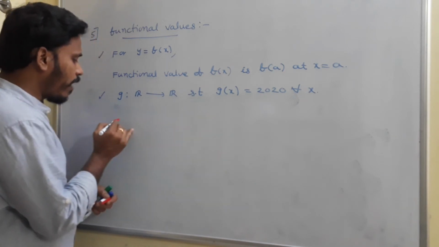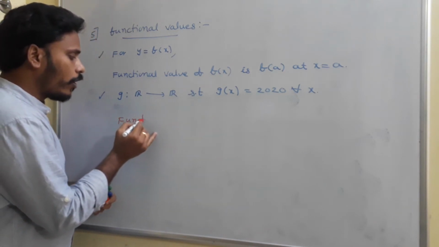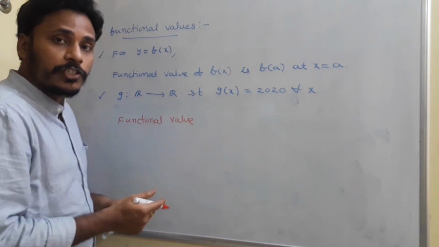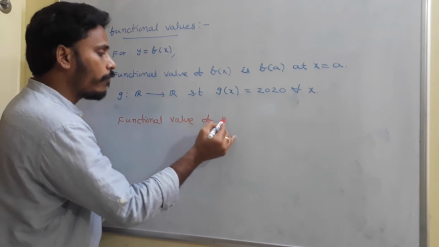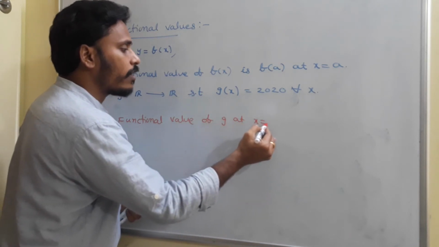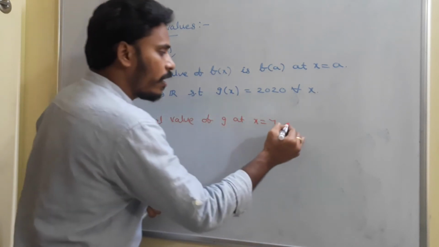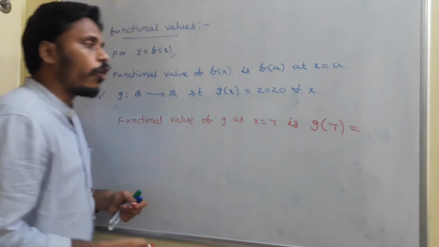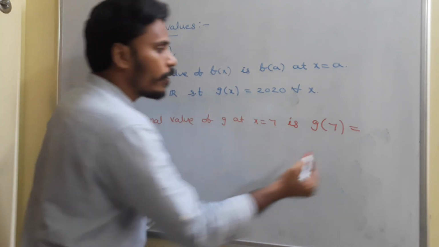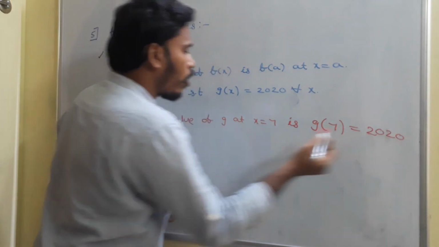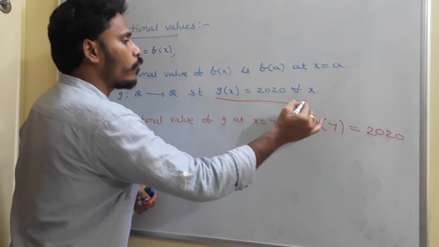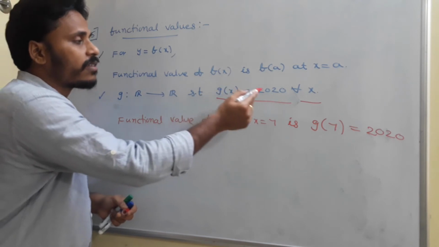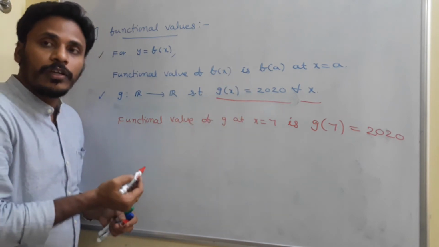What is the functional value? We are finding the functional value of the function g. The functional value of g at x equals 7 is simply g of 7, and g of 7 again equals which value? It is 2020. Because g of x is equal to 2020 for all x, you just take any x, but that x is related to 2020 only.